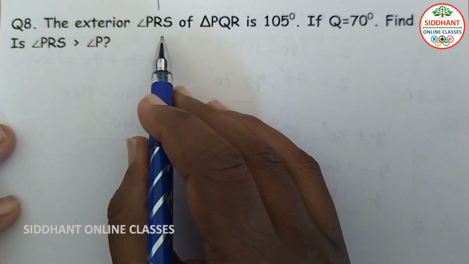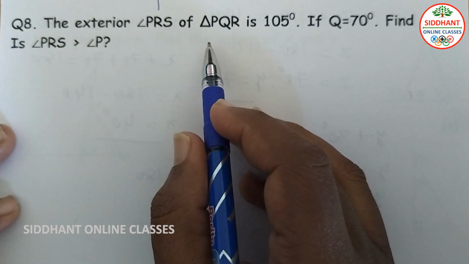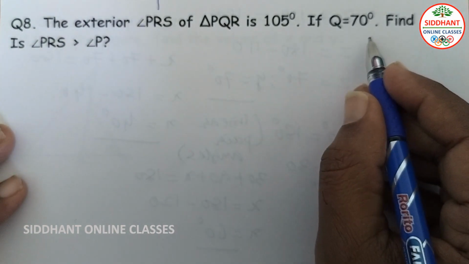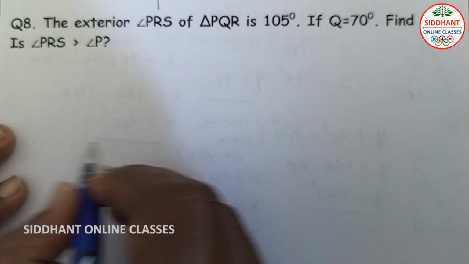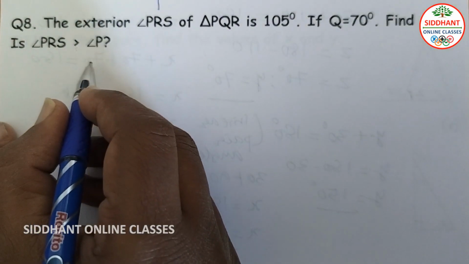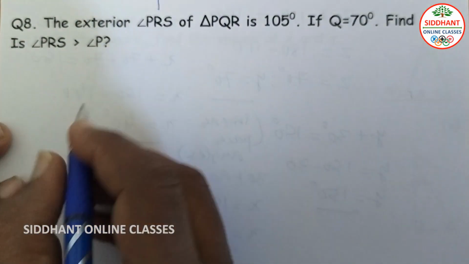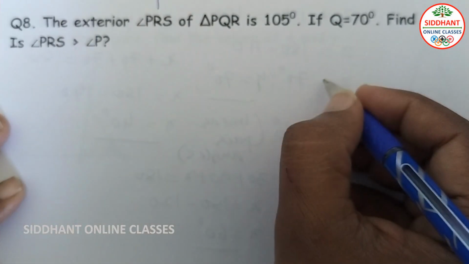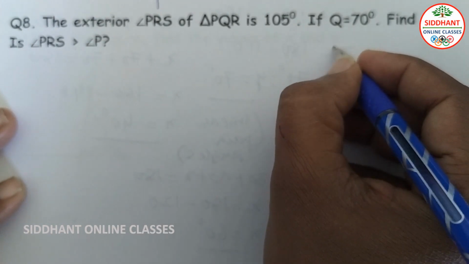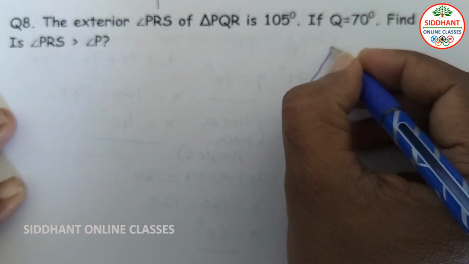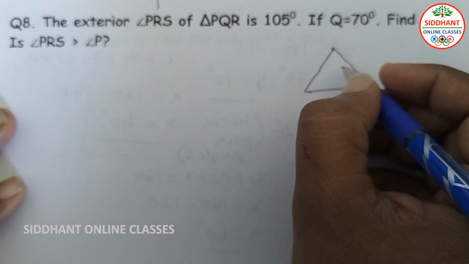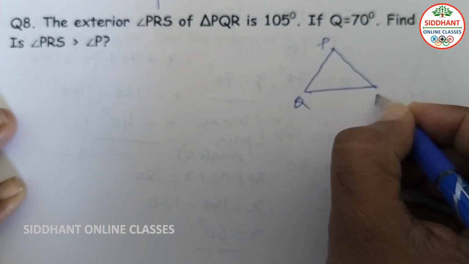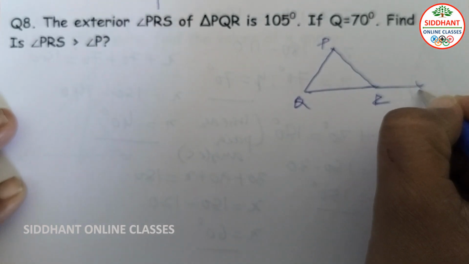The exterior angle PRS of triangle PQR is 105 degrees. If angle Q is 70 degrees, find angle P. Is PRS greater than angle P? So here, suppose we have a triangle. This will be P, Q, R, and the extension we are going to see is S.